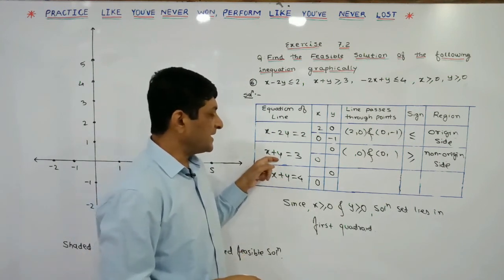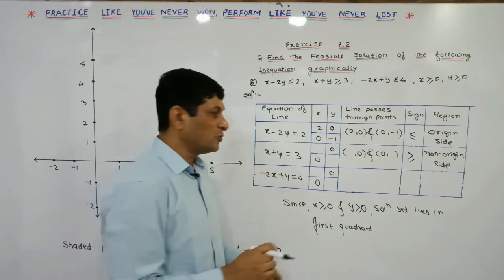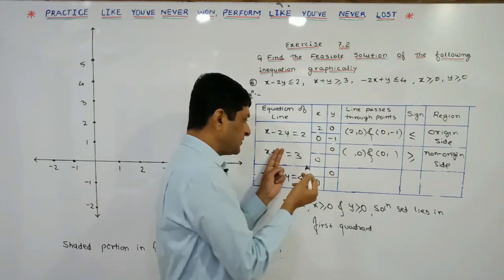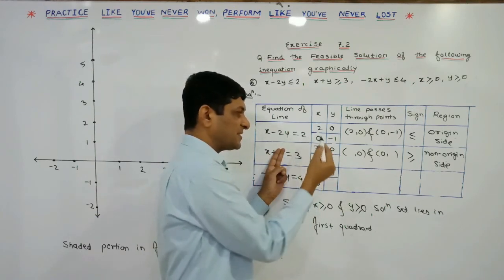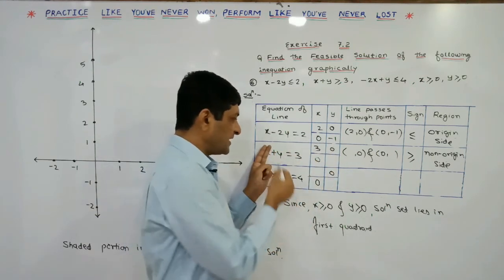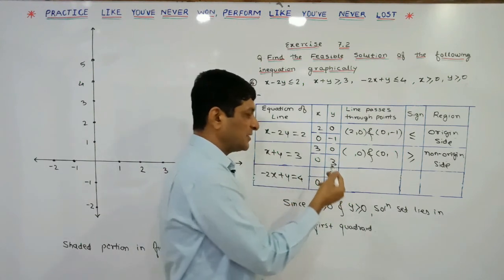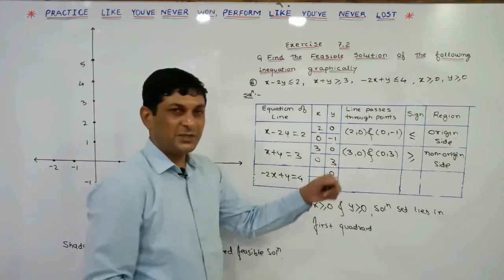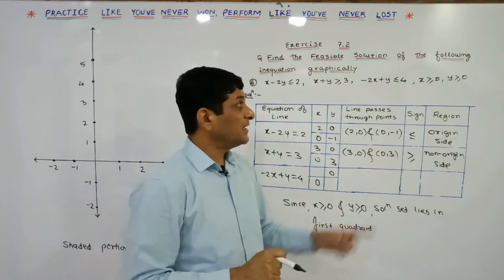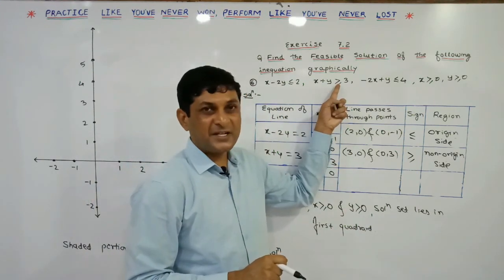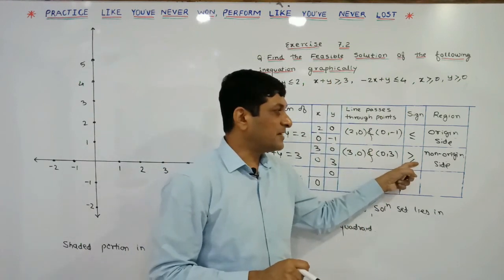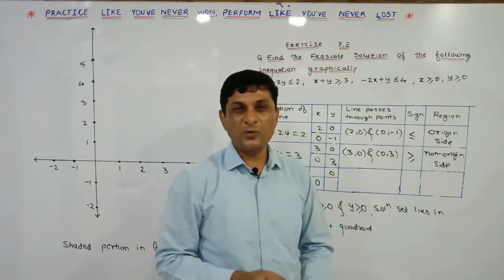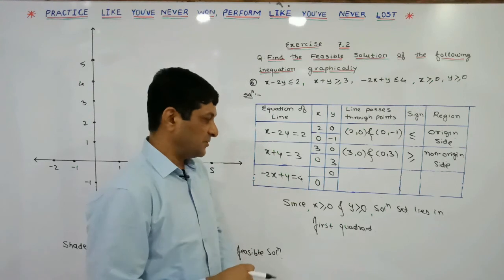For the second line, let us try to find out coordinates of 2 points. First I am substituting y equals 0, so what result are we getting? x equals 3. If we substitute x equals 0, we will get y equals 3, meaning the coordinates of 2 points on this second line are 3 comma 0 and 0 comma 3. In this case which inequality appears? Greater than, and if greater than appears, we can say that the non-origin side part will be our solution set.